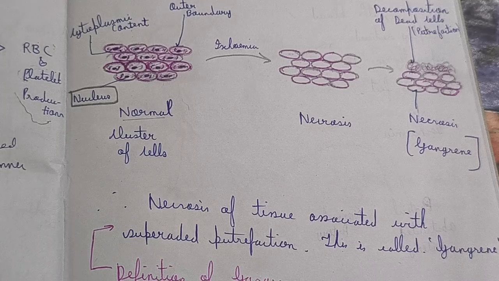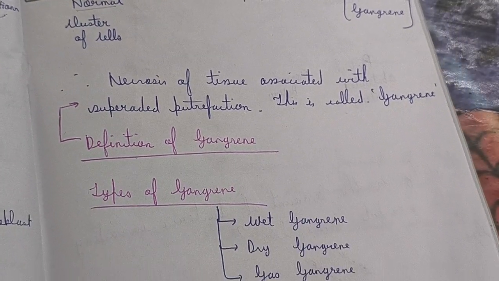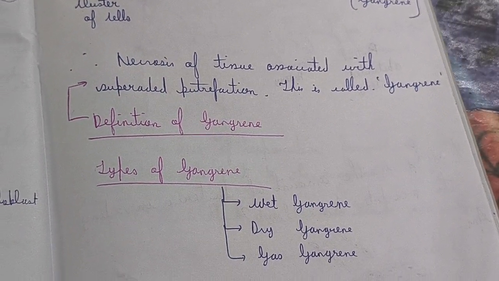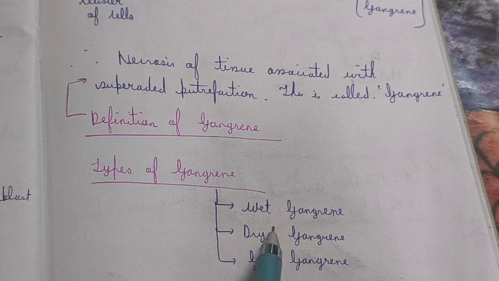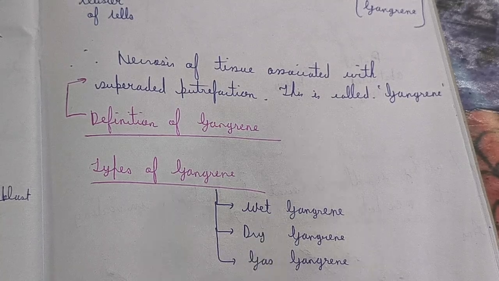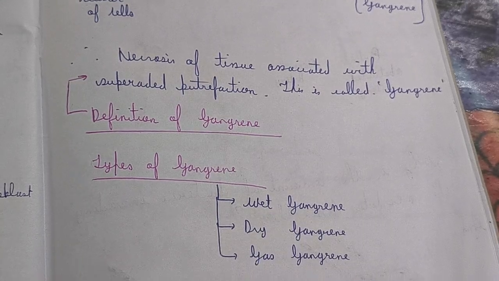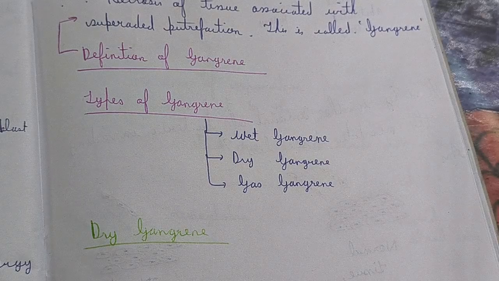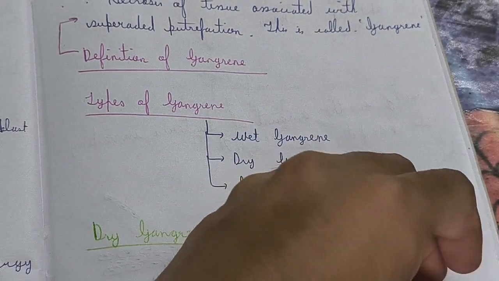Now I am going to explain the types of gangrene. There are three types: dry gangrene, wet gangrene, and gas gangrene. First of all, I'm going to explain dry gangrene.